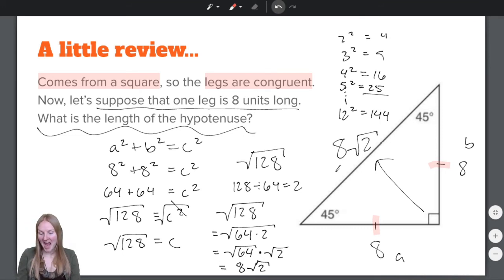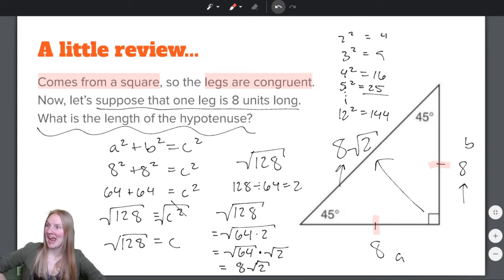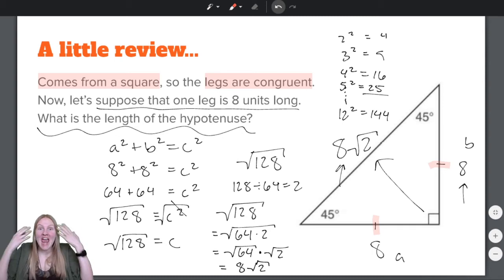Hey! 8 is the same number as the leg! Is that a coincidence? Does this happen every time I have a 45, 45, 90 triangle? What do you think?